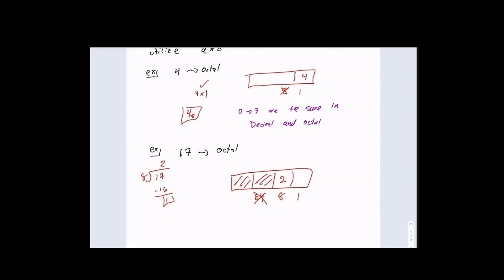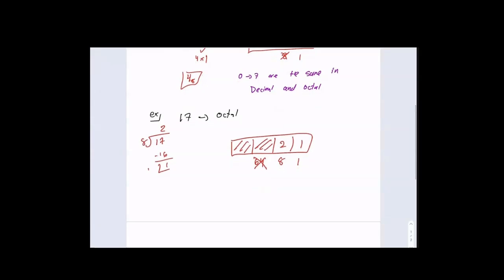I need to take that 1 and divide it by the next number, which is 1. So how many times does 1 go into 1? 1. So 17 is equivalent to 21 in octal. Oops, not 81, 21 in octal.